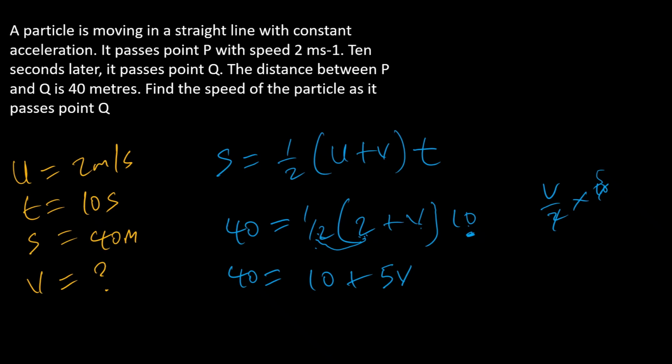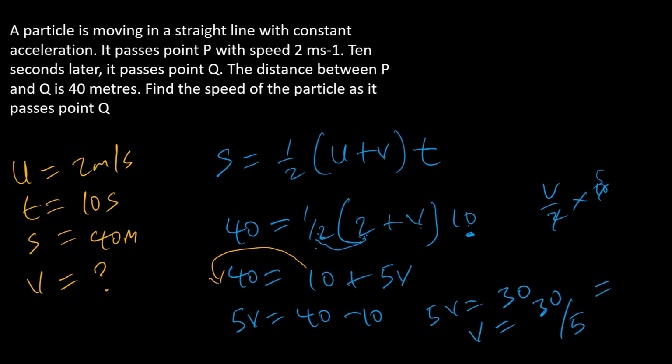So collect like terms. This 10 here will move to this side. Okay, it's positive, so as it's crossing, it becomes negative. Our 5v will be equal to 40 minus 10, and 5v is equal to 30. v therefore equals 30 over 5, and that is 6 meters per second. I hope that is clear. So you can choose any of the methods you want to use.